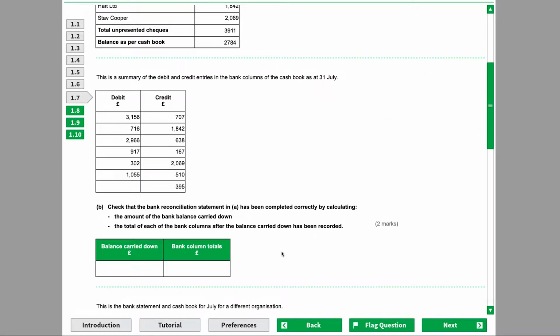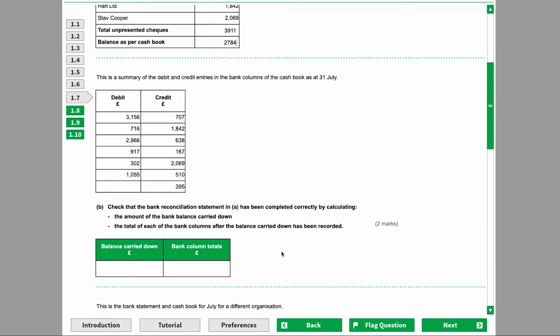Right, moving on to part B then. This basically follows on from part A. The two questions are linked and it states this is a summary of the debit and credit entries into the bank columns of the cash book as at the 31st of July. Check that the bank reconciliation statement in part A has been completed correctly by calculating the amount of the bank balance carried down and the total of each of the bank columns after the balance carried down has been recorded.